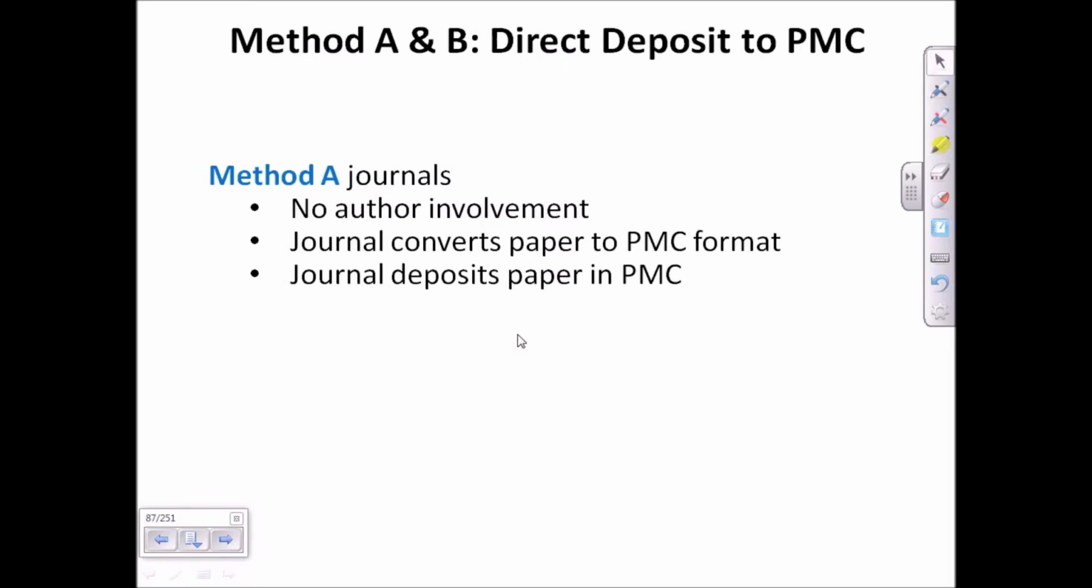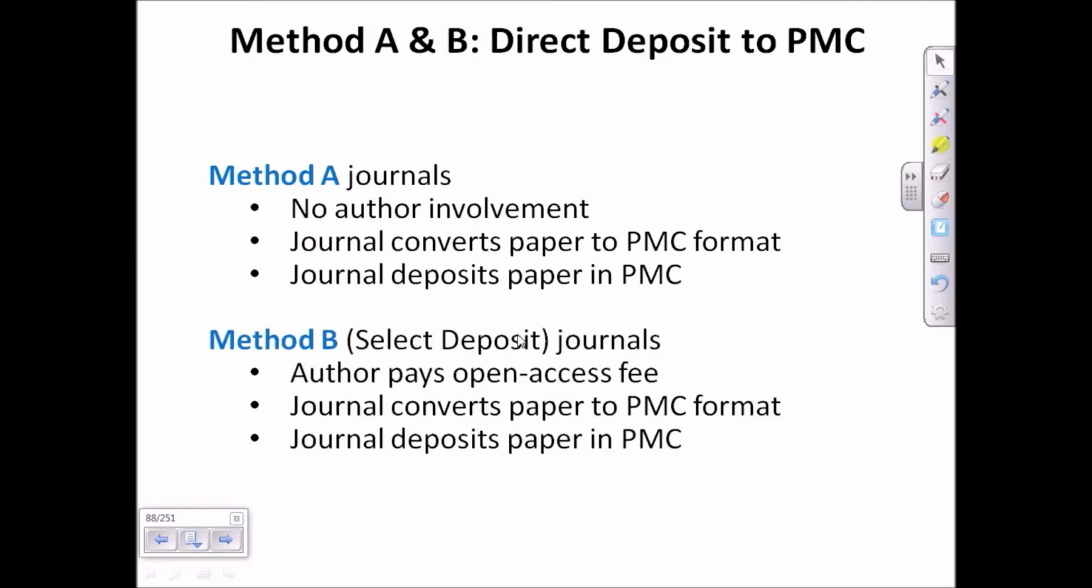So let's go back then to these two methods. Now we're going to break them down into the two sub-methods of each method. So the first method, direct deposit, has two sub-methods, method A and method B. Method A journals will do everything for you, and you as the author don't need to do a thing. Okay, these are the best ones, right? No author involvement, it's taken care of for you. The journal converts the paper into PMC format, and the journal deposits the paper into PMC directly. They have a back door into the system, and they just shovel all the papers in directly into PMC for you. Method B is called select deposit.